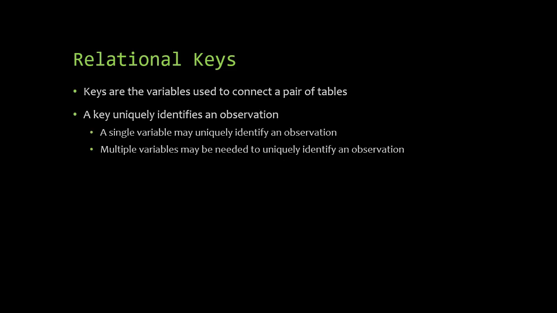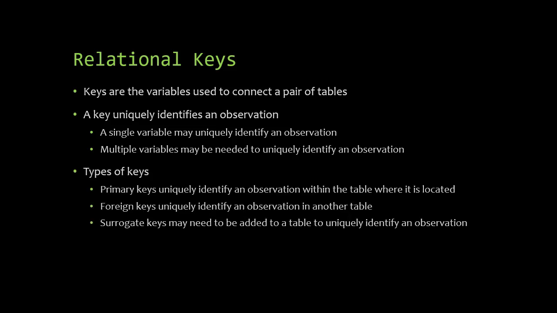These links are called relational keys. Keys are the variables used to connect a pair of tables. A key uniquely identifies an observation. A single variable may uniquely identify an observation. That's the easiest case. But in some cases, we actually have to combine multiple variables to uniquely identify an observation. The key word here is unique. In order to be able to work with relational data, we have to uniquely identify an observation in our data set. So if we can do that with one variable, great. But if not, if it takes multiple variables, we just need to know what those variables are.